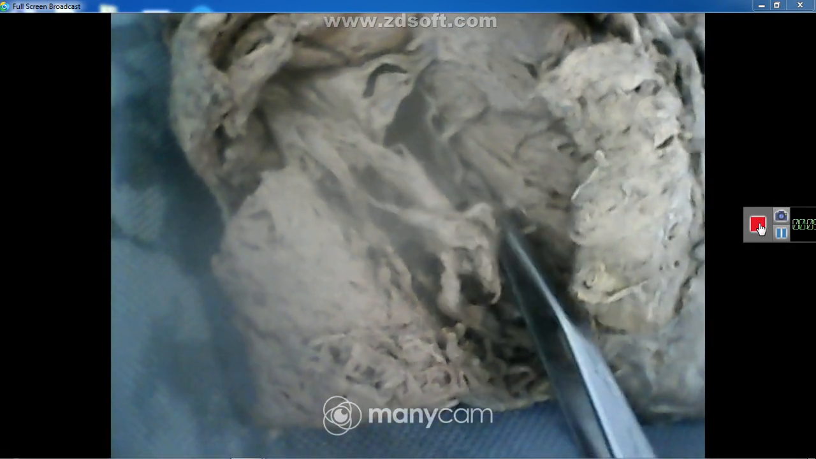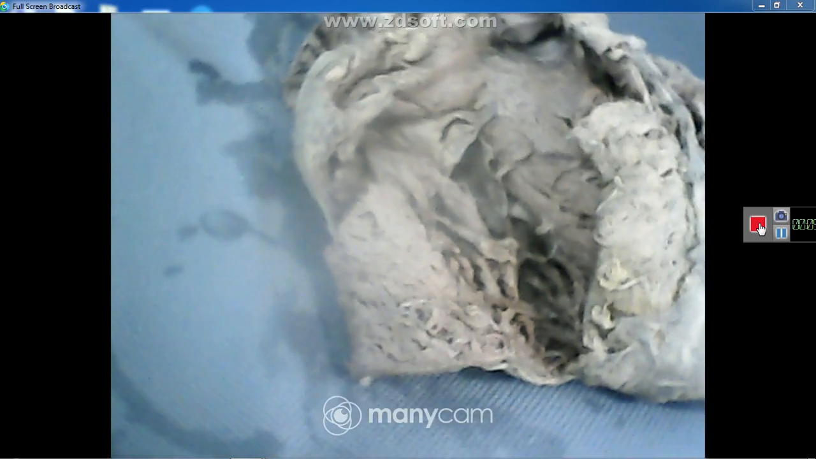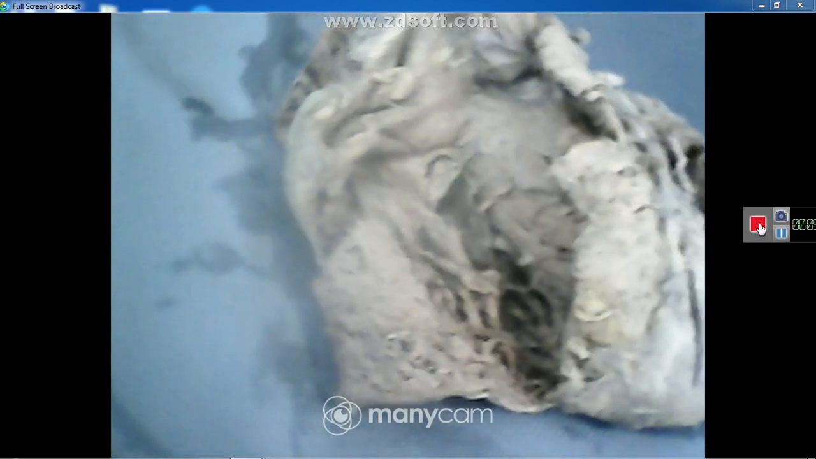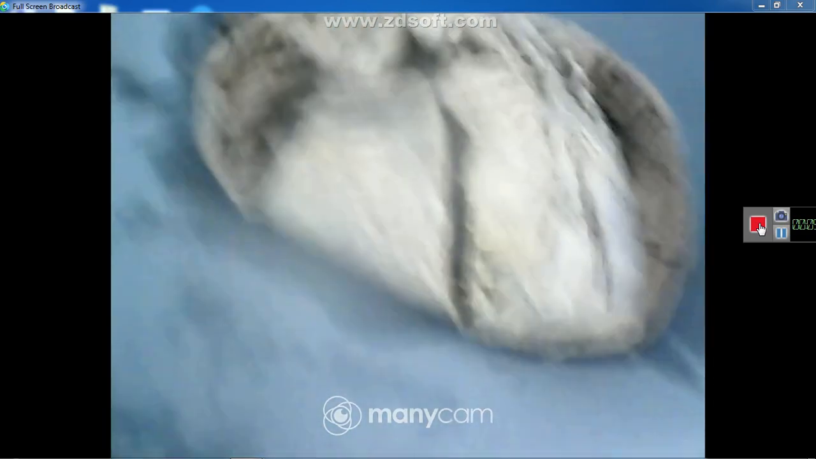I'll repeat, this is the moderator band. It is extending from the interventricular septum to the margin of the anterior papillary muscle. That's all about the inside of the right ventricle. So I will close it, and I will pass to the inside of the left ventricle.